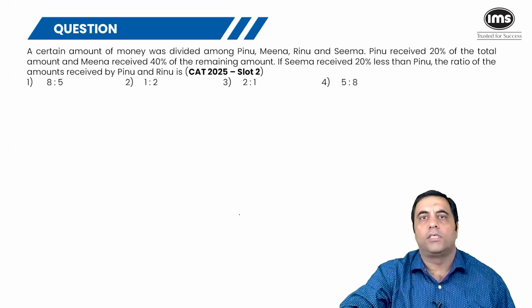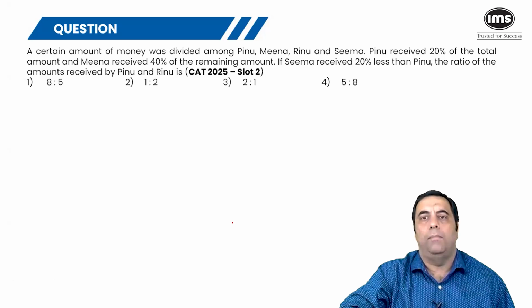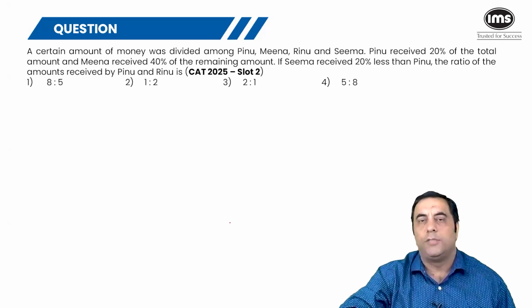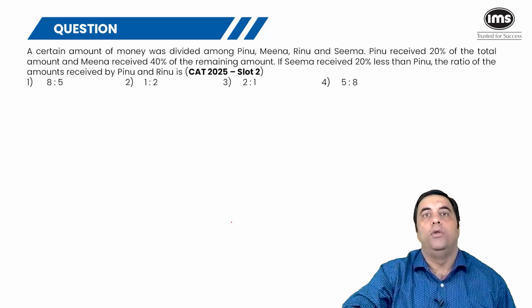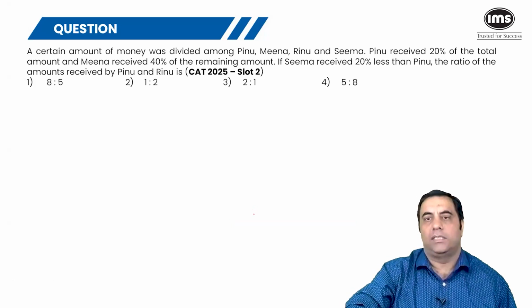Now, first of all, the four people mentioned here have different initials. So for me, it is going to be P, M, R and S instead of the actual names, because I'm least bothered about whether it is Pinu or Prem Kumar. It's going to be P, M, R and S.